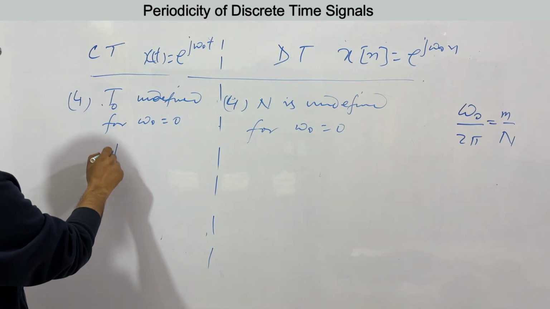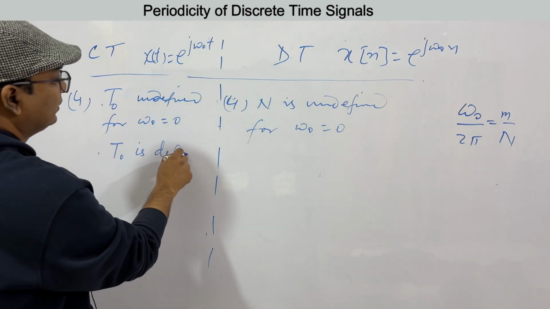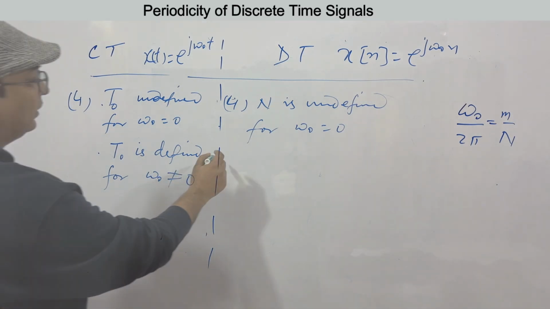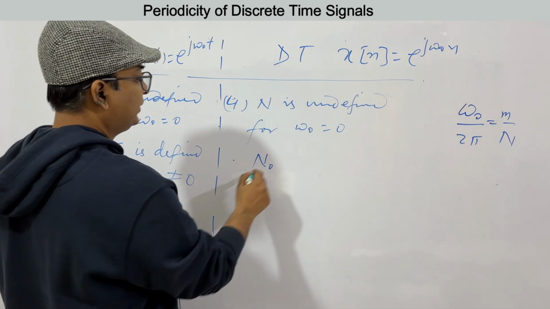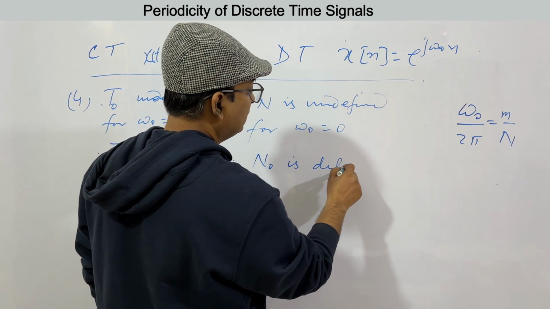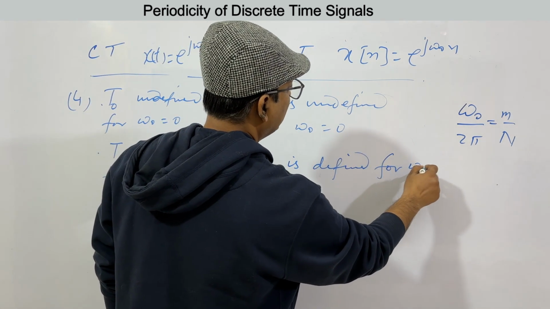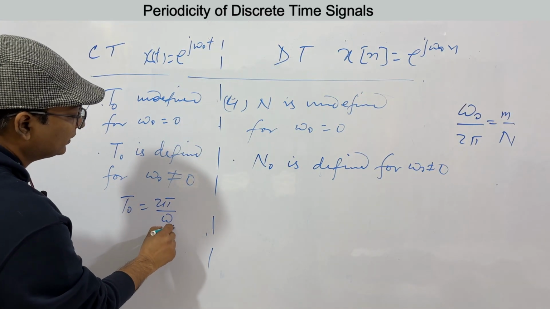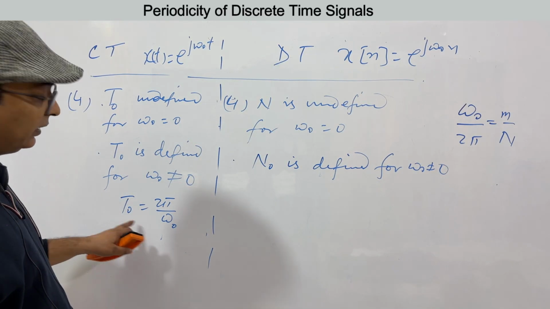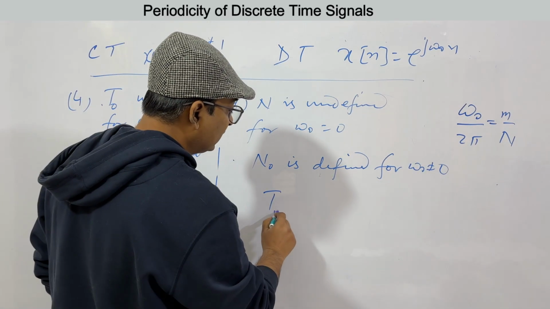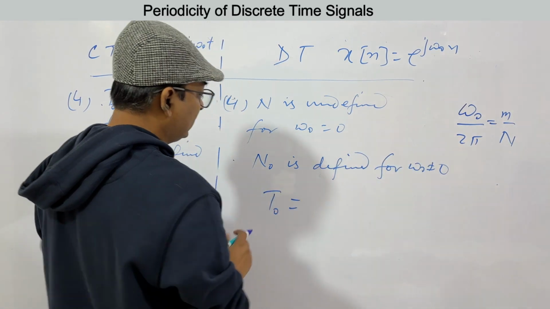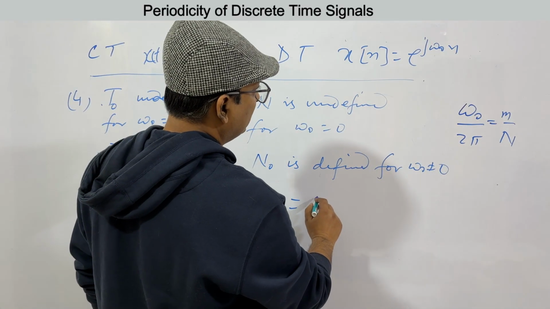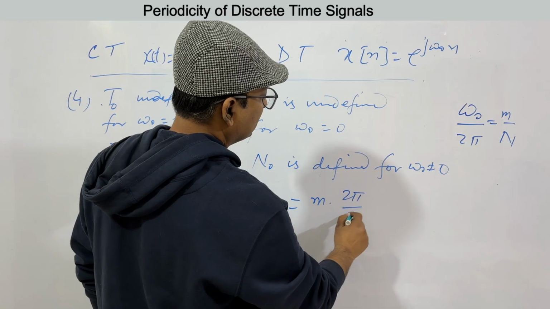But the second point is that T0 is defined for omega 0 not equal to 0. Here also your fundamental frequency is defined for omega 0 not equal to 0. But what are the values? Here T0 is simply 2 pi by omega 0. That is, it is distinct for distinct values of omega 0. But what is T0 here? Not T0, N0. N0 from here you get is equal to m into 2 pi by omega 0.